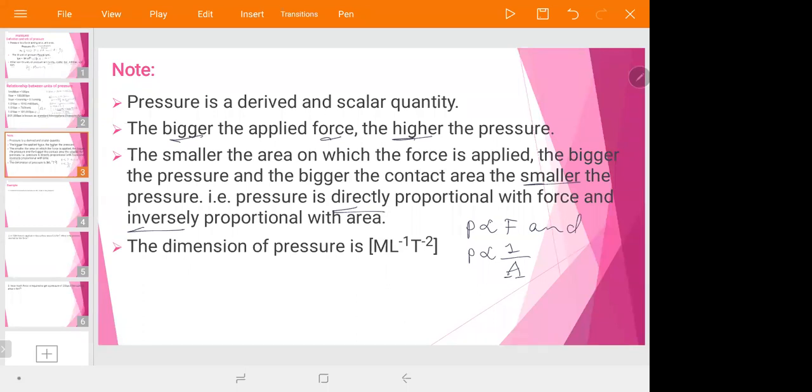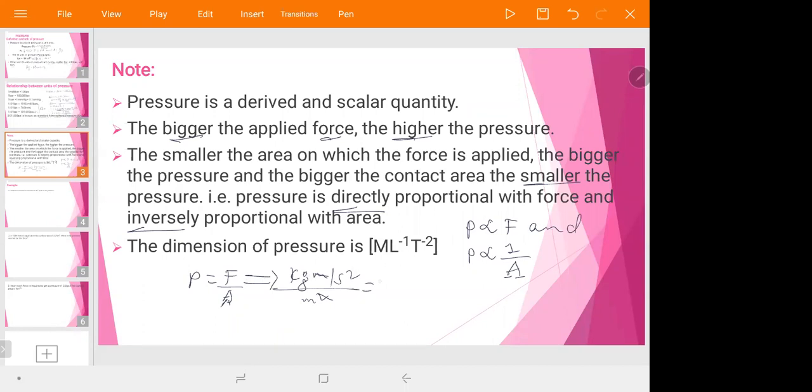The other point: the dimension of pressure is ML^-1 T^-2. You know what this dimension means. For example, pressure is equal to force over area. To get this dimension, the SI unit of force is Newton, or kilogram meter per second square, over the SI unit of area, meter square. So one meter cancels one meter.